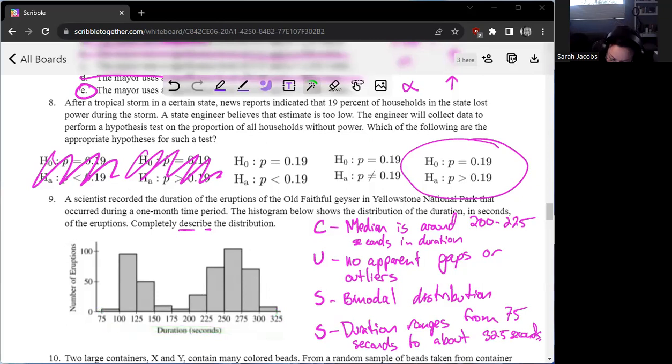And remember to be careful. We can say that it ranges from about this to this, or we can say the range is and give a single number. We would never say the range is 75 to 325 seconds. That would be incorrect. Okay.